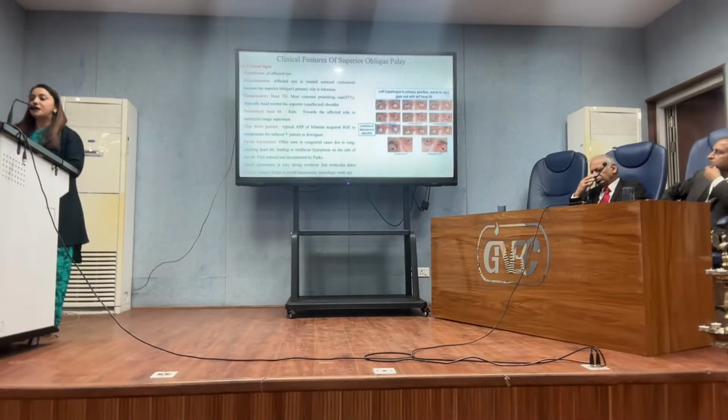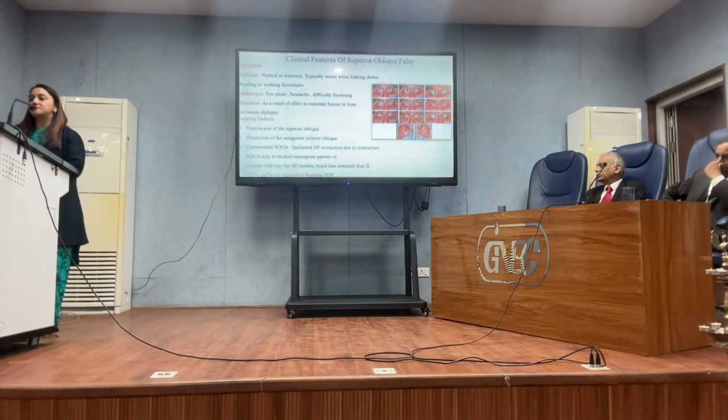A typical chin-down anomalous head posture might be seen in cases of bilateral acquired superior oblique palsy, to compensate for the induced V pattern in down gaze. The facial asymmetry, as discussed, often seen in congenital cases, is due to a long-standing head tilt, leading to midfacial hyperplasia on the side of the tilt. This was first noticed and documented by Parks. It's very strong evidence that torticollis dates back to infancy, and it helps to avoid unnecessary neurological workup in cases of SOP.